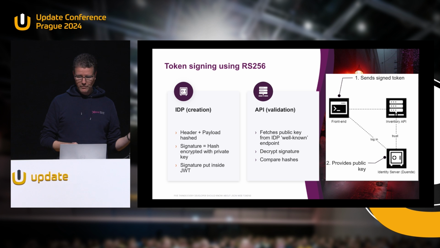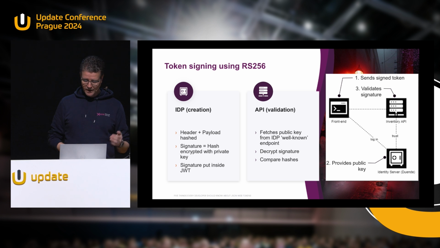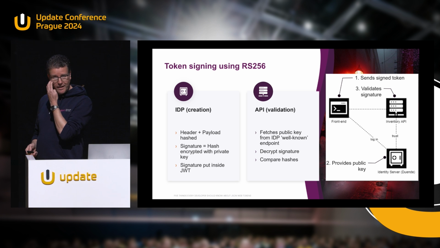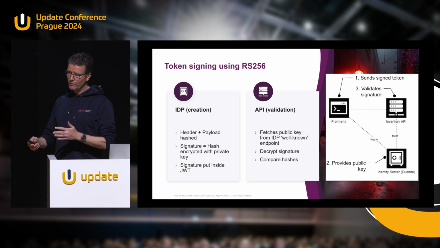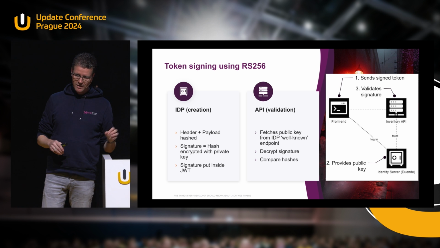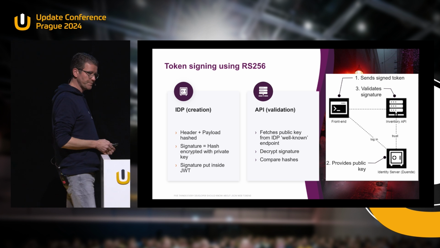So then the front end can send the token to the API. The IDP will provide a public key, and the API can validate the signature, making this foolproof. So a token cannot be tampered with along the way when being sent from the front end to the API.